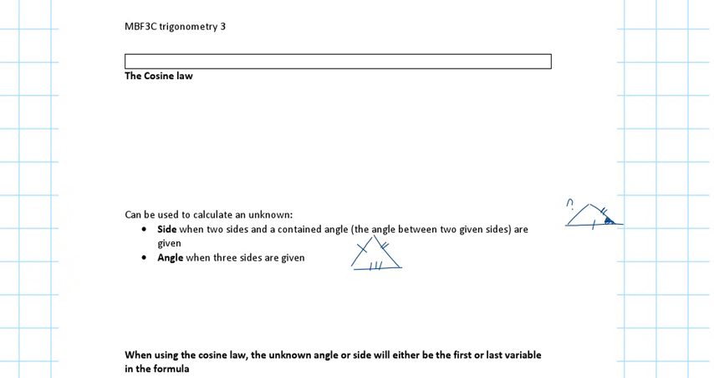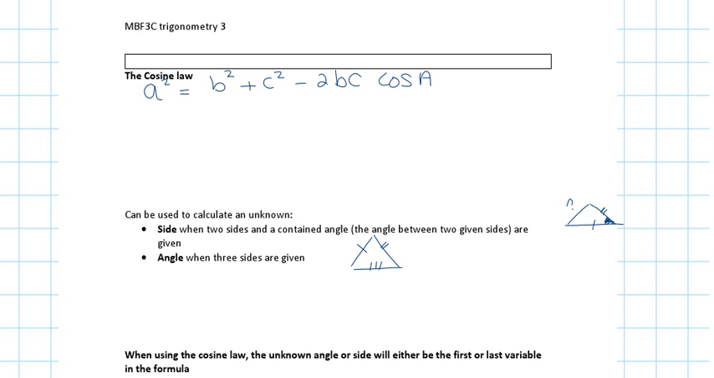Can you use primary trig ratios with oblique triangles? No. What do we use primary trig ratios for only? Right angle triangles. Okay? Now, what does the cosine law state? The cosine law states the following. So if I'm looking for side A, it's going to be A squared equals B squared plus C squared minus 2BC cos angle A.